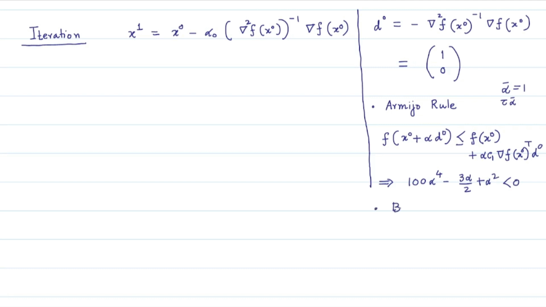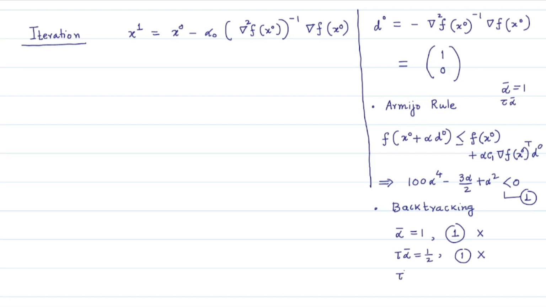Now you go for employing the backtracking to identify the step length alpha naught. We start with alpha bar equal to 1 and check if this inequality is true. We'll see that inequality 1 is not true for alpha bar equal to 1. Now you reduce this alpha bar by the tau factor. You consider tau times alpha bar, which is equal to half. You will see that for alpha equal to half, the inequality 1 is still not valid.